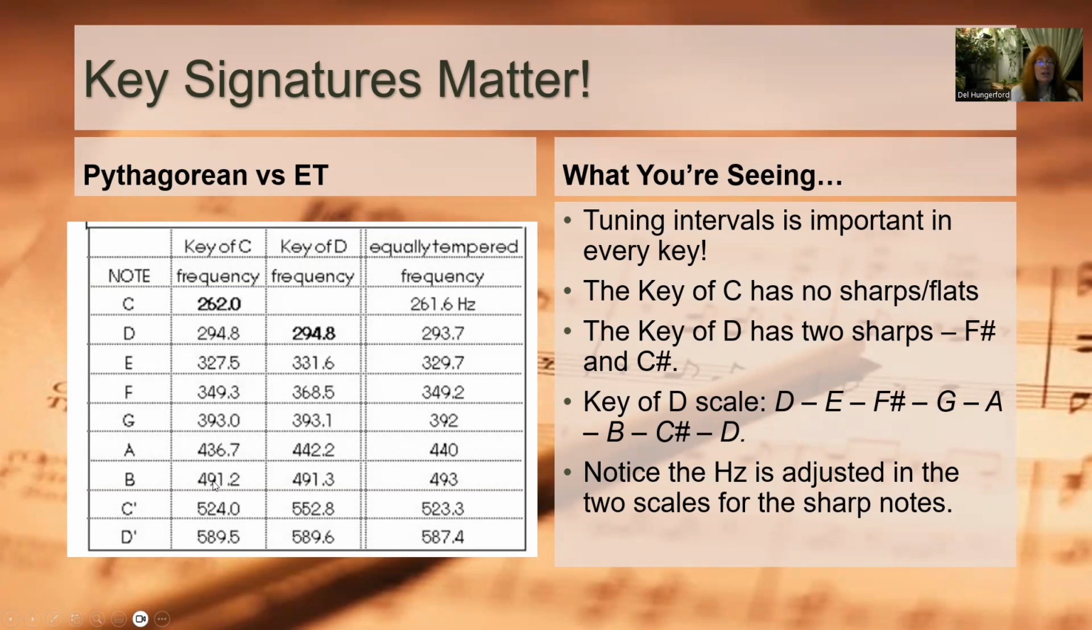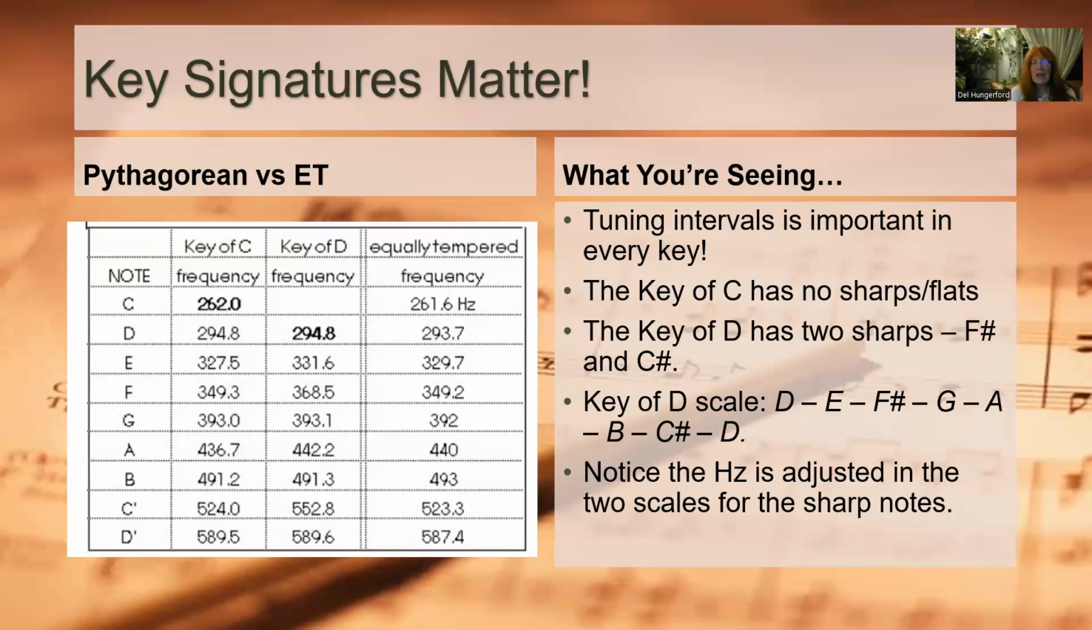Now let's go back and look at the B because it's the same in both. 491.2 when the key of C is being used and 491.3 when the key of D is being used. Now let's look at the G. 393.0 when C is the key, 393.1 when the key of D is used. Now there's not a lot of difference because C and D are fairly closely related, but if I was to change this to an F sharp scale, they would be very different.